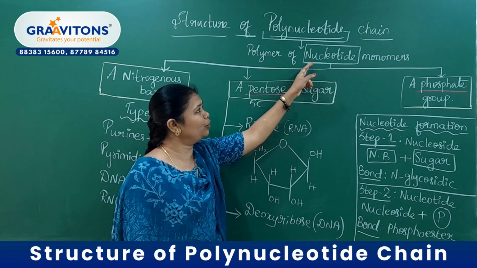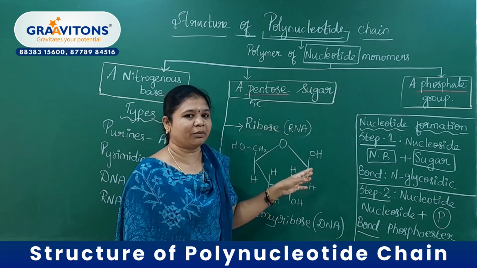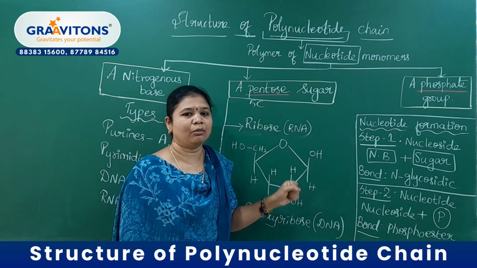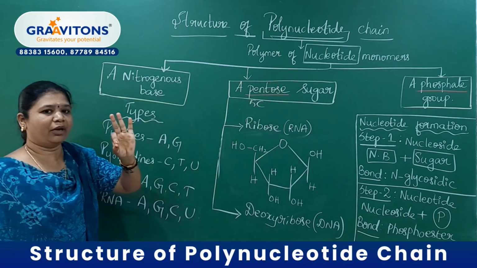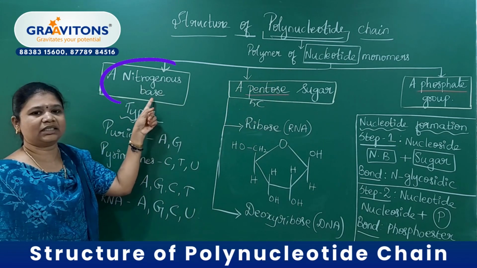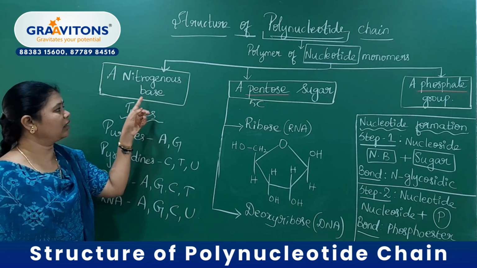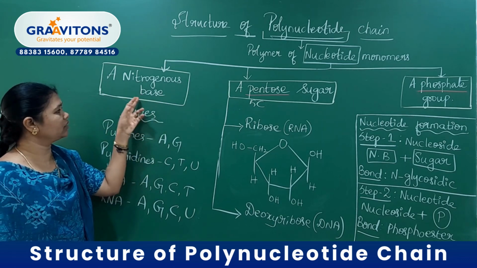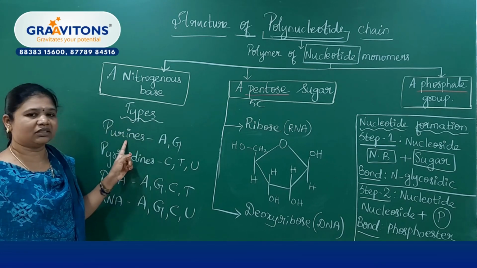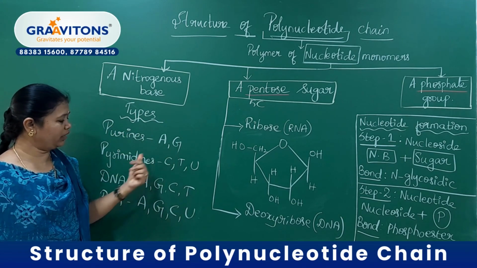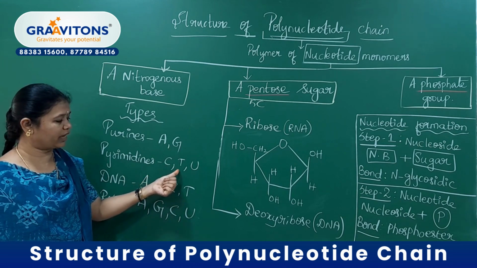So first let us see what a nucleotide is. Then we will see the structure of a polynucleotide chain. A nucleotide consists of three main components. Number 1 is a nitrogenous base. In organisms we have two types of nitrogenous bases. Number 1 is purines, which are adenine and guanine, and pyrimidines, we have cytosine, thymine and uracil.